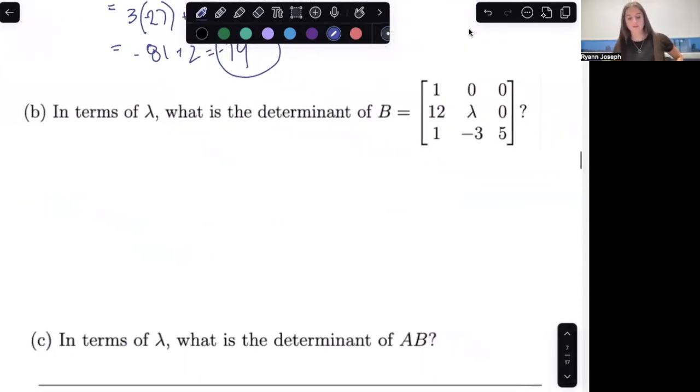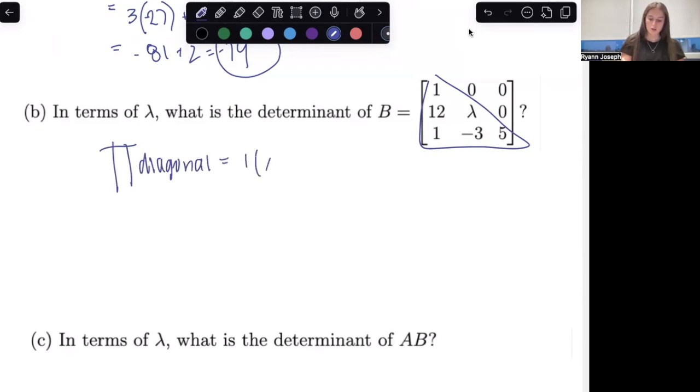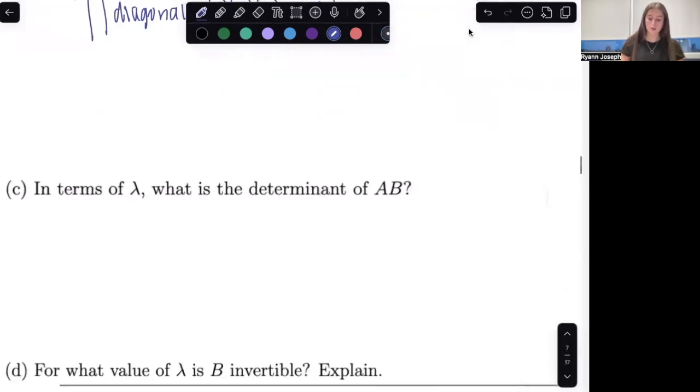In terms of lambda, what is the determinant of B? So the determinant of a lower triangular matrix, we know this is lower triangular because there's only values along or below the diagonal. It's just the product of the diagonal, which is just going to be 1 times lambda times 5. 5 lambda.